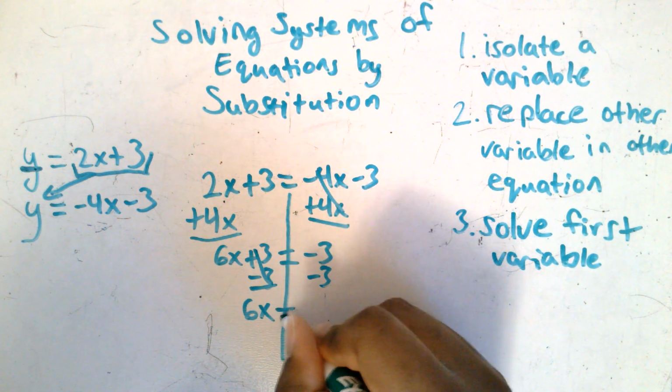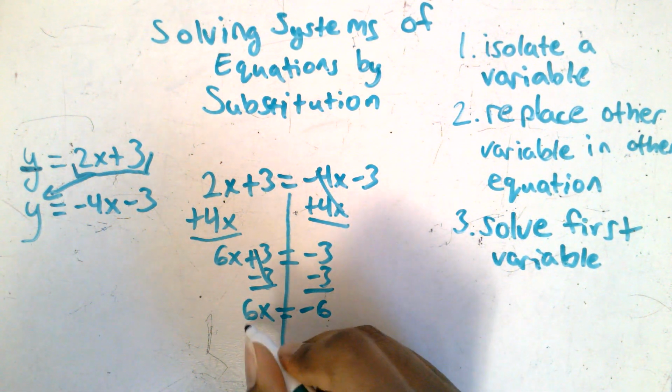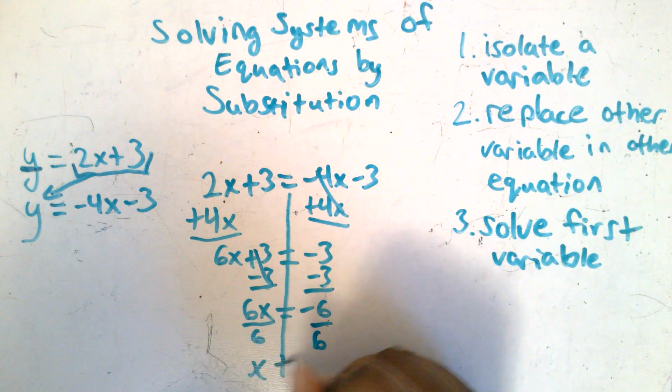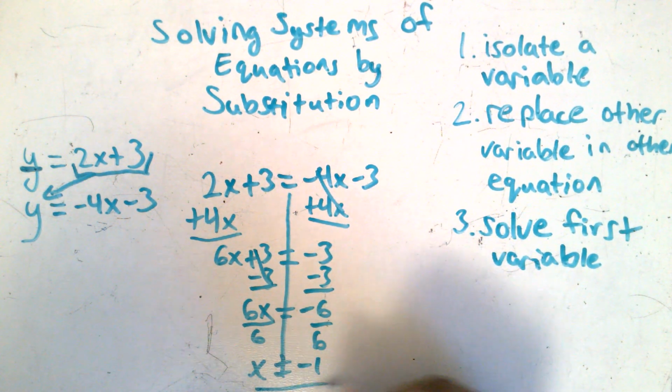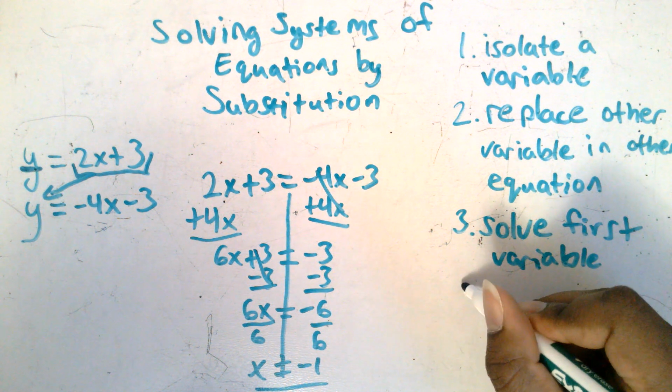So now I have 6x is equal to negative 6. And then I'm going to divide both sides by 6. And I end up with x being negative 1. And so that's just our first part. We still have to solve for the other variable.